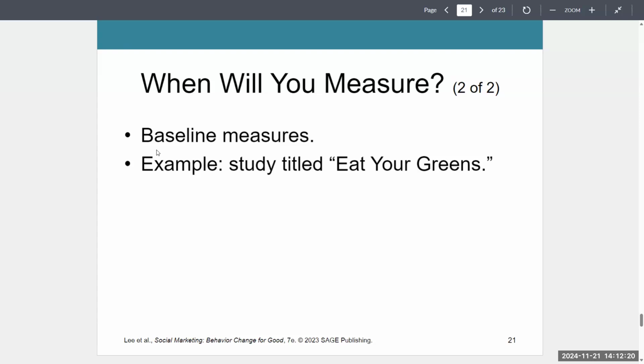You have the baseline measure as well, and baseline measures are essential because they provide a clear starting point of assessing the project.